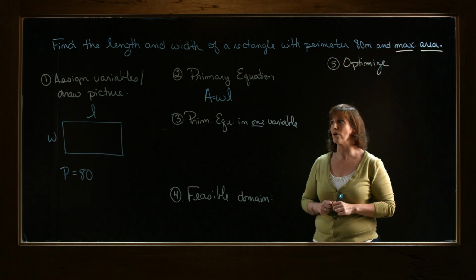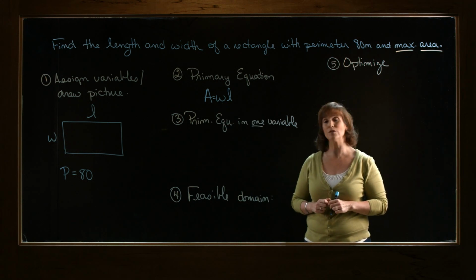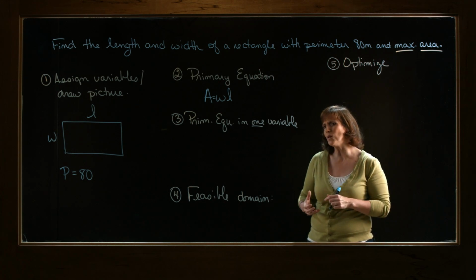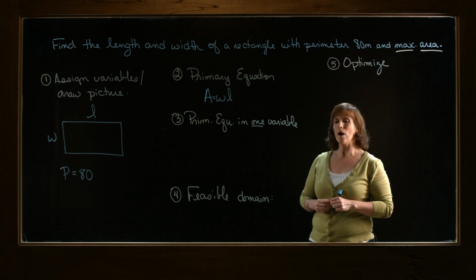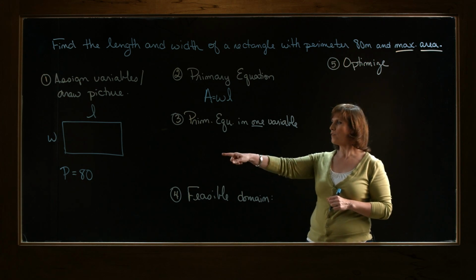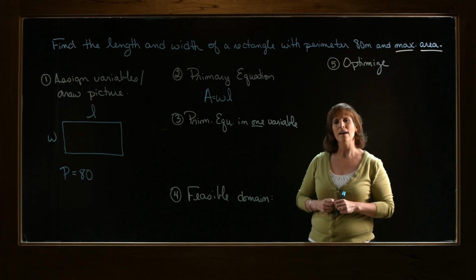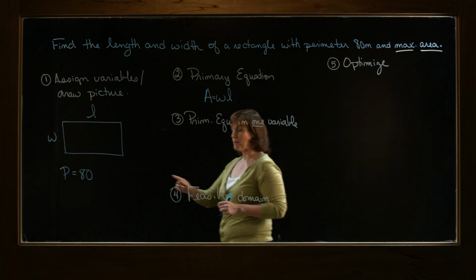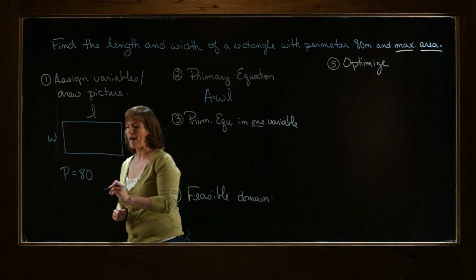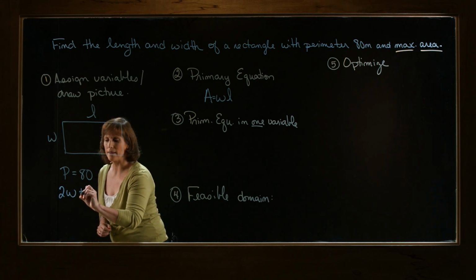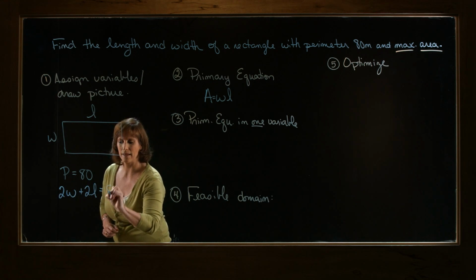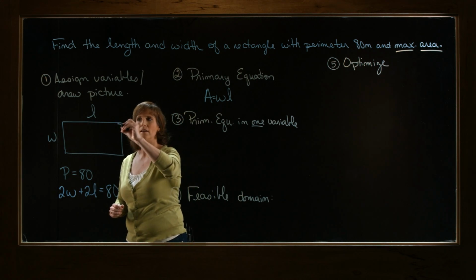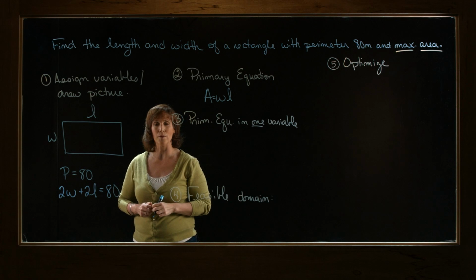Now the next thing I'd like to do is write this primary equation using only one variable. Right now, it's in terms of two variables, both the width and the length. So how can I write it using only width or only length? I'm going to make use of that perimeter number that I have. We often refer to that as our secondary equation. Because the perimeter is 80, 2 times the width plus 2 times the length must equal 80, because that's the distance around my rectangle, in other words, the perimeter.